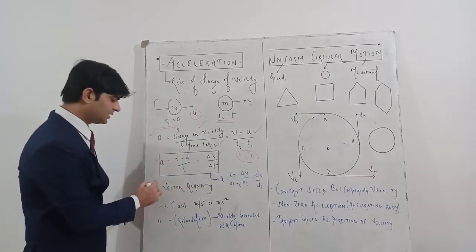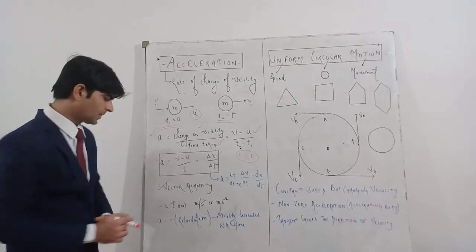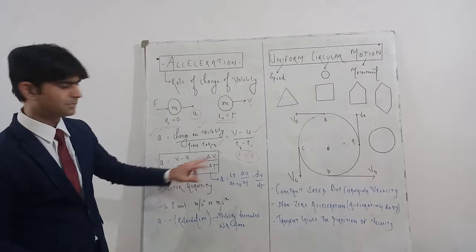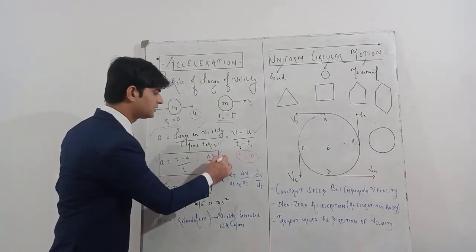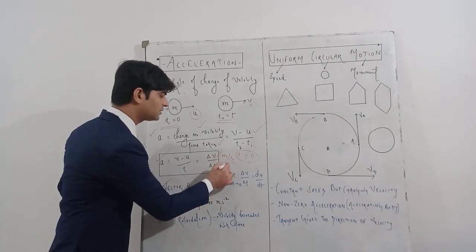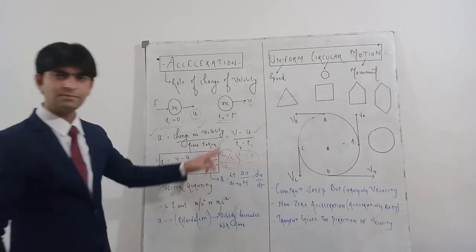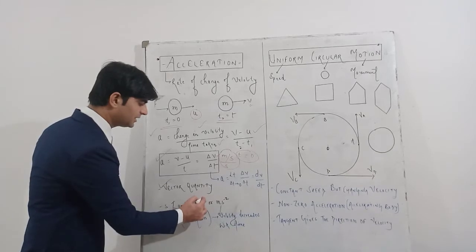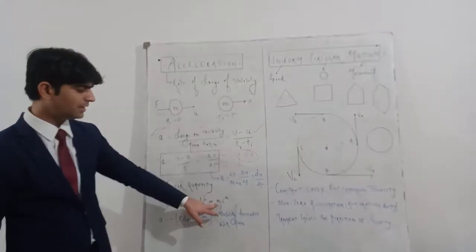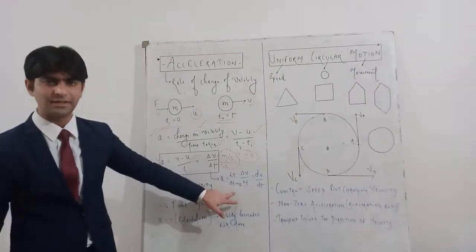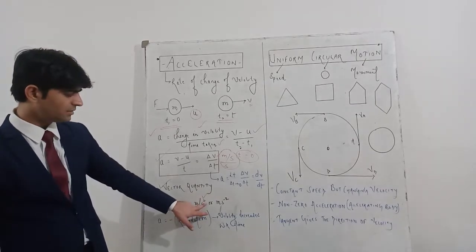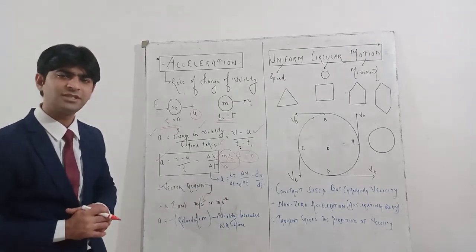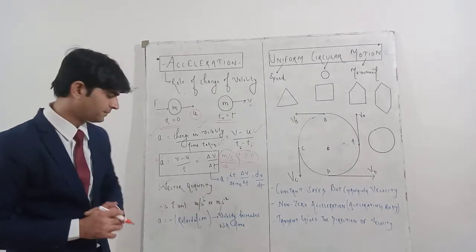Okay, acceleration is also a vector quantity, and the SI unit, if you see here, it is the ratio of velocity and time. The SI unit for velocity is meter per second, upon second. So this becomes meter per second square. So the SI unit of acceleration is meter per second square, or you may write m s to the power minus 2. Per second square can be written as s to the power minus 2 also. So the SI unit of acceleration is meter per second square.